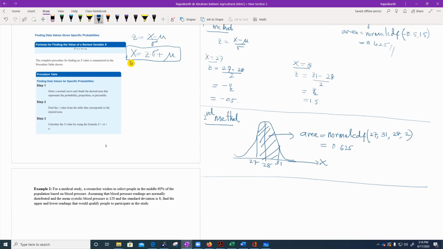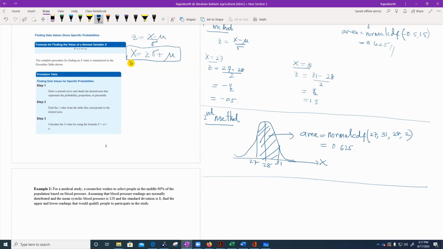Now this is the procedure to find the x value. Suppose you know the probability or the area. Then you could use the inverse norm function. Last time we saw how to find the z values if you know the area. Now you could use a similar procedure here. If you know the area, you could use the inverse norm function again. But if you want to find the x value, now you have to put the standard deviation and the mu into your formula. So this is the procedure for finding the data values for specific probabilities.